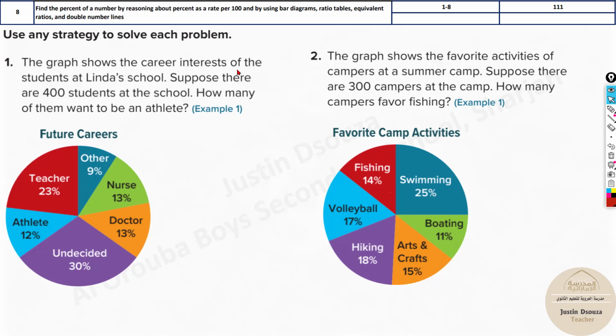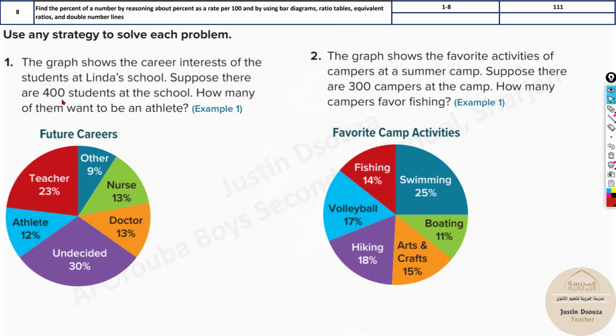The graph shows the career interests of students in Linda's school. Suppose this is entirely the future career interests of the school. Linda is a girl, and this is her school. Suppose there are 400 students at the school. How many of them want to be an athlete? There are a total of 400 students. They have given it in terms of percentage. How many athletes are there?